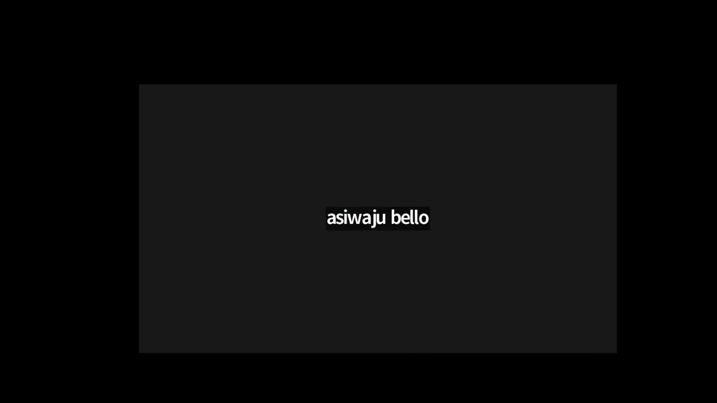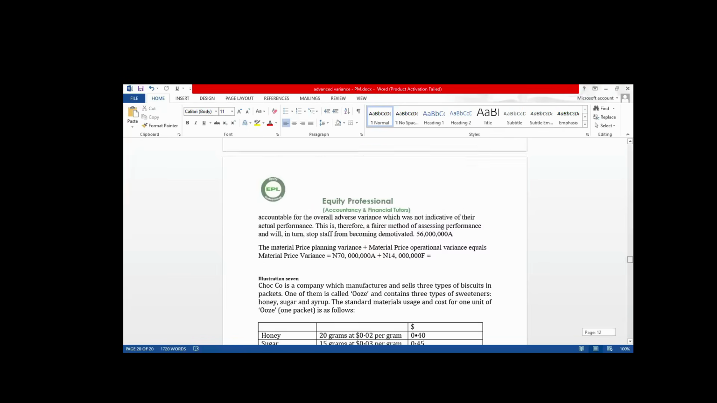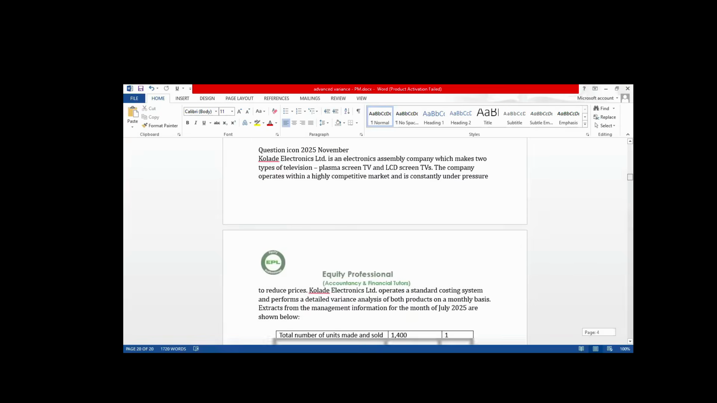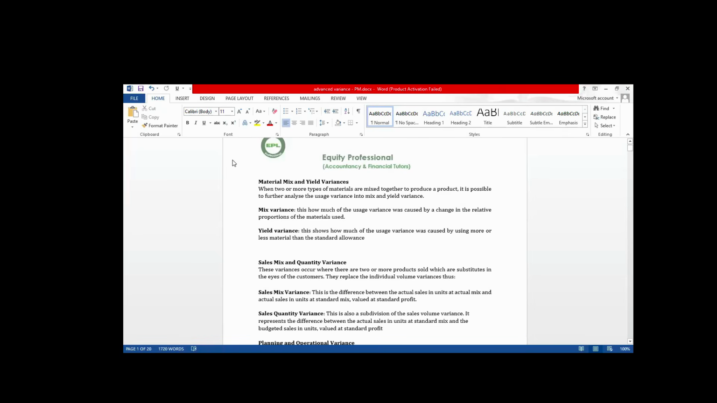We continue with performance management. Specifically, we are taking more questions on variance analysis. Yesterday, we looked at variance as the difference between your budget and actual.